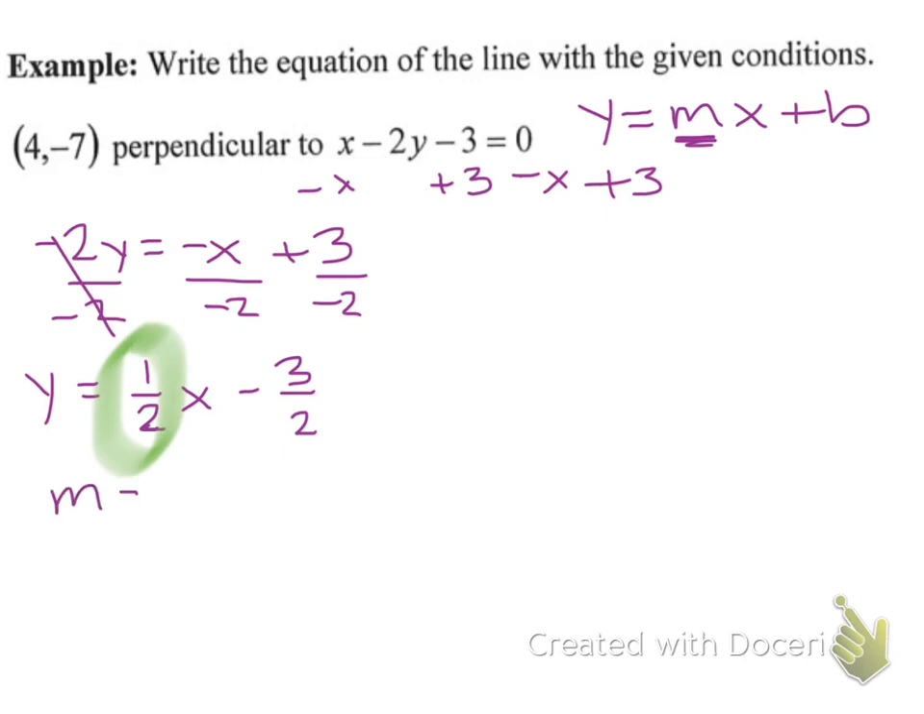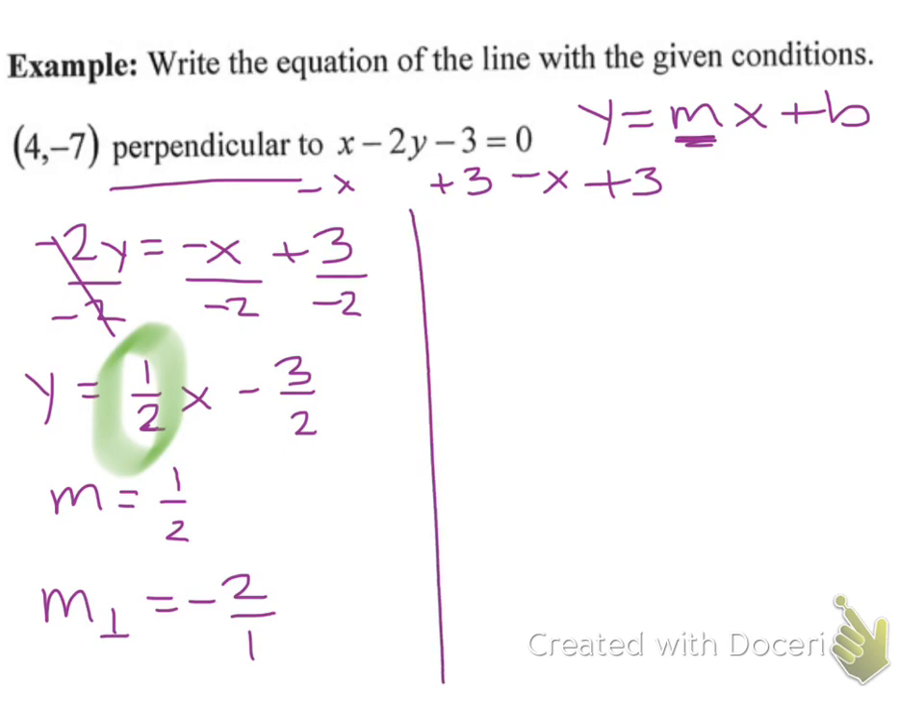So now that I know m is equal to 1/2, I need to find the perpendicular slope. And perpendicular slopes are opposite reciprocals. So my slope will change to be negative 2 over 1. Now that I have the slope of negative 2 over 1, I'm going to use my point and my slope, and I'm going to write the equation of the line. So I'll have y minus negative 7 equals negative 2 times x minus 4.